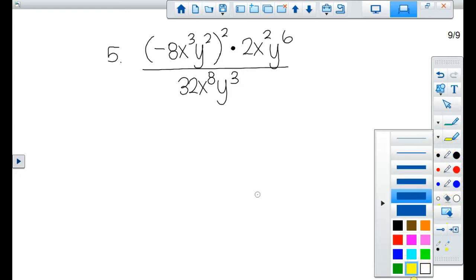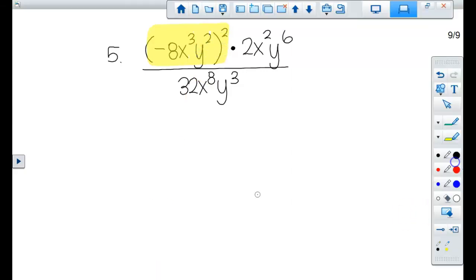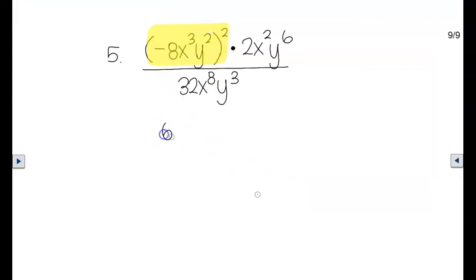In this problem, do we see anywhere where we're raising a power to a power? And the answer is yes. Here we see that everything inside parentheses is being raised to the second power. So we're going to take care of that first. So our coefficient -8 is going to get squared. That'll give us a positive 64.